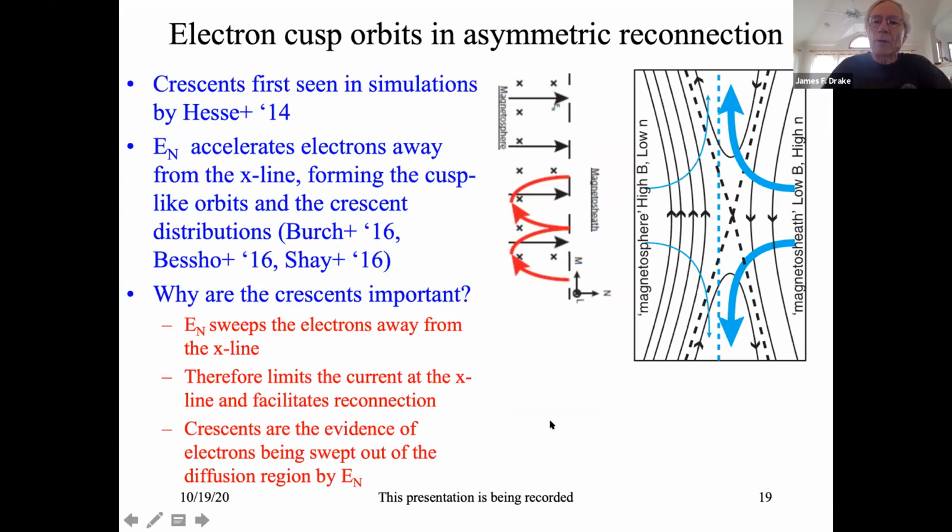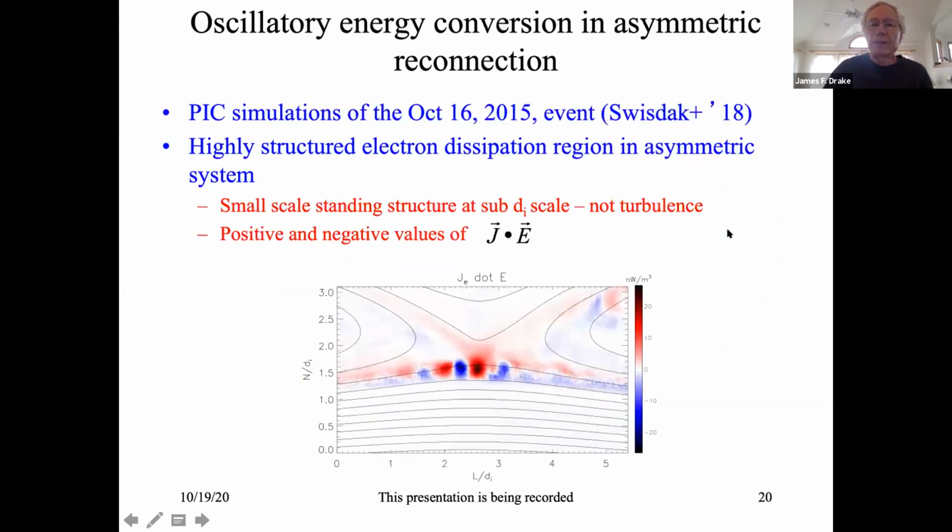Okay, so remember that normal electric field that I mentioned previously. So here it is. There's a very intense normal electric field across the X-line region, and that has a huge influence on the electron dynamics near the X-line. So imagine you've got electrons here. There's a very intense electric field pointing to the right.